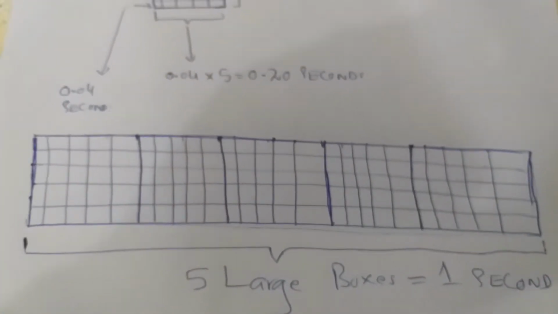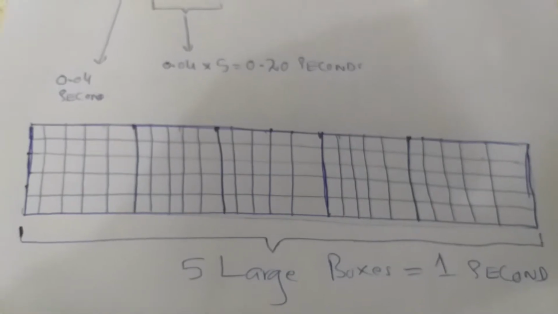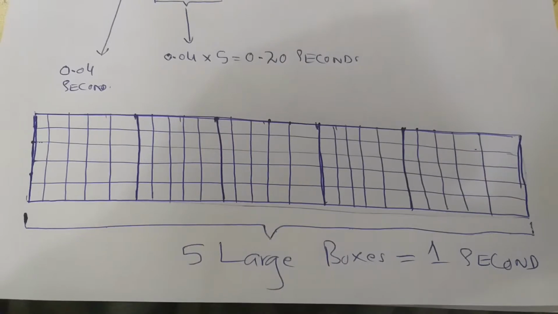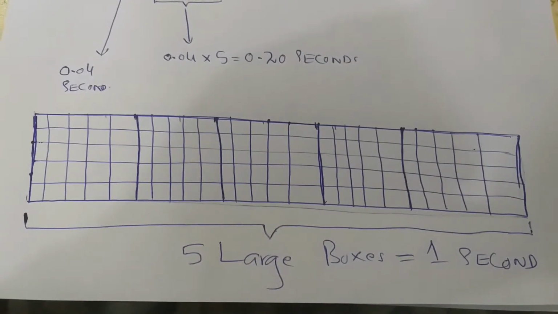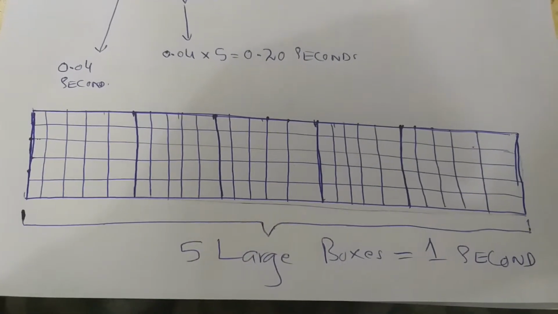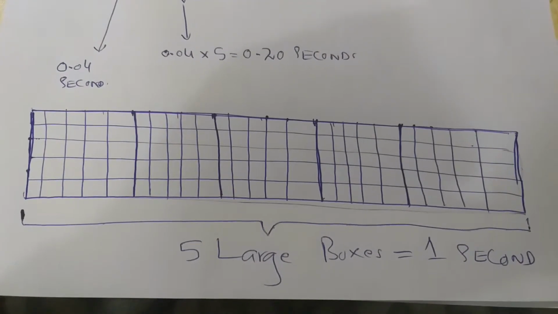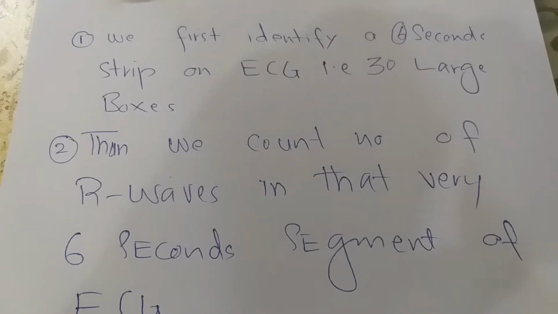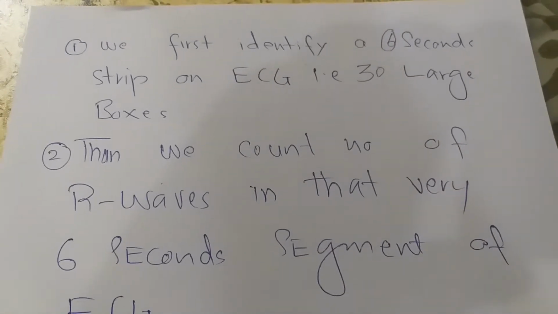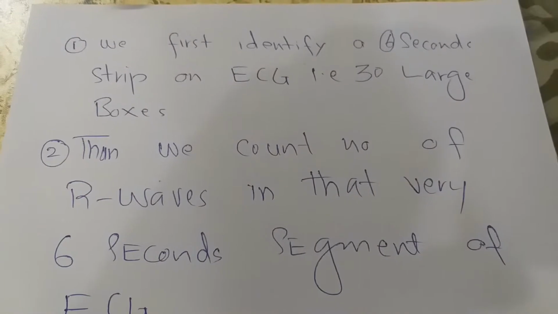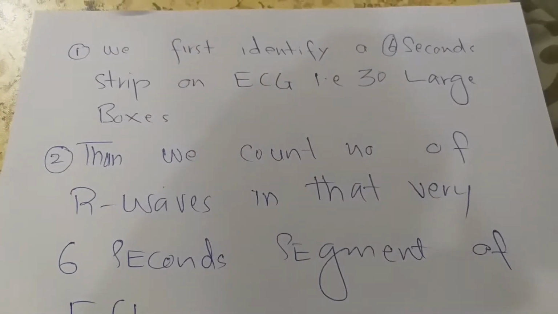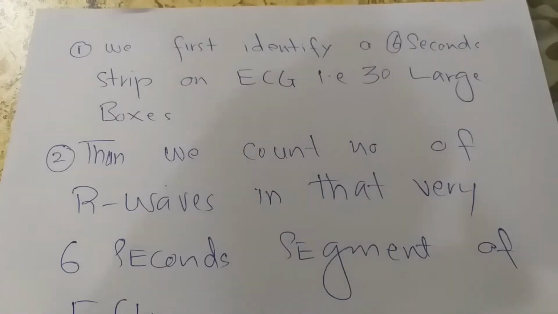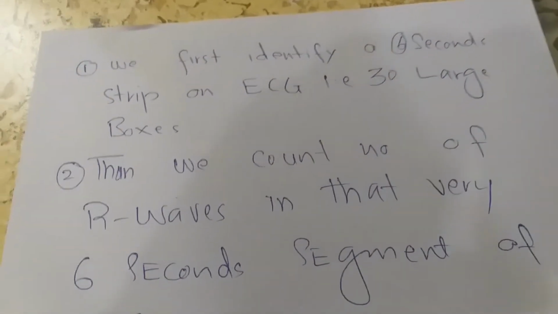And in this method we use 5 large boxes, because 5 large boxes are 1 second in duration horizontally, because one large box is equal to 0.20 and 5 into 0.20 is 1 second in duration. So what we do in this method, first of all, we identify a 6-second strip on ECG paper, because a 1 second strip has 5 large boxes, so a 6-second strip would have 30 large boxes.